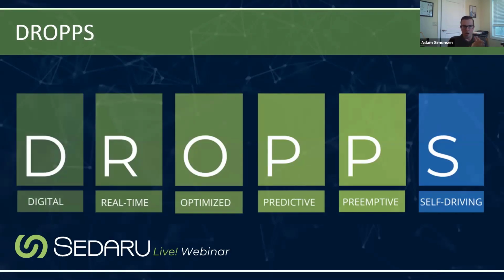And then I'll mention here our Sedaru drops, right? Sedaru drops is our approach, our way that we are able to deploy advanced technology to utilities. When we think about your water utility and how you operate, you tend to want to deploy things in a stepwise fashion, right? To do one piece and then the next piece. And Sedaru is really built and designed to allow you to do that. It starts by thinking about how do you do things more digitally, how do you use that data in real time, and then once you're doing that, being able to optimize and then moving towards these predictive, preemptive, self-driving strategies.